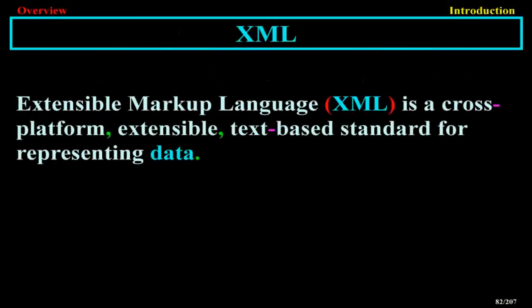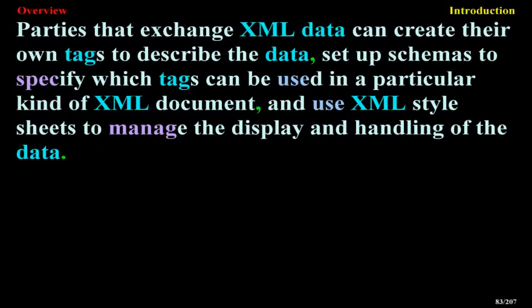XML. Extensible Markup Language. XML is a cross-platform, extensible, text-based standard for representing data. Parties that exchange XML data can create their own tags to describe the data, set up schemas to specify which tags can be used in a particular kind of XML document, and use XML style sheets to manage the display and handling of the data.